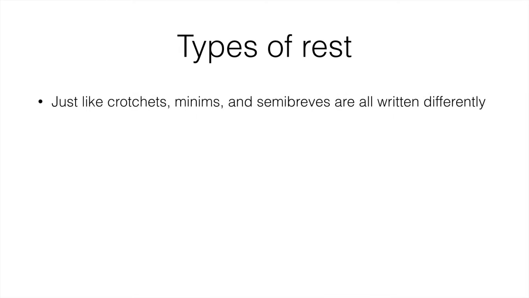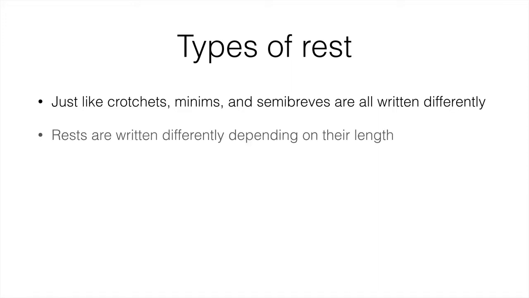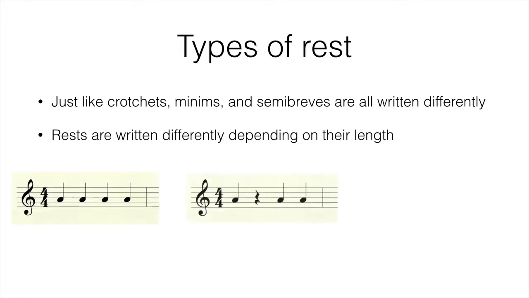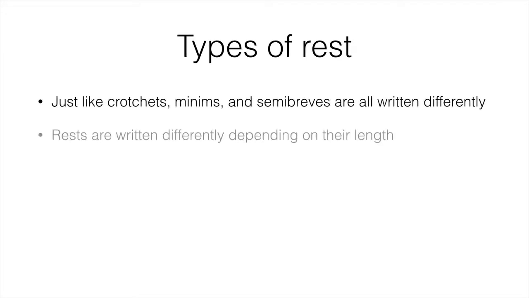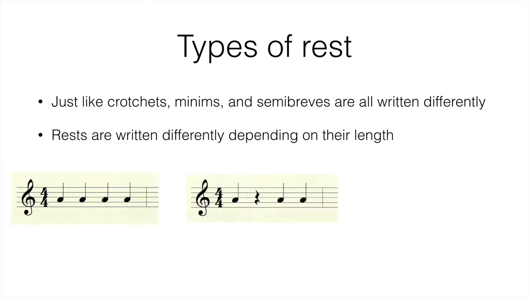So just like crotchets, minims, and semibreves are all written differently, and they have different symbols. The crotchet has the black note with a stem, the minim is the white or empty note with a stem, and the semibreve is the white or empty note with no stem. The rests are also written differently depending on which note they correspond to, and depending on their length. So these are the crotchet rests. We can have one or we can have many rests. We can have all rests in a bar if we want.